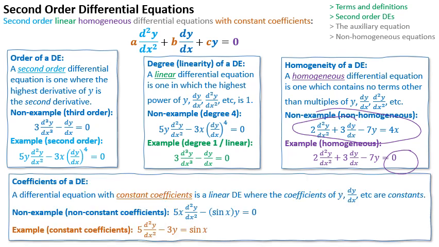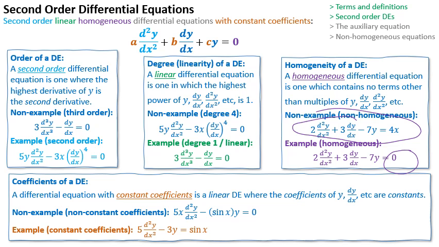The last bit, the constant coefficients, is probably the simplest one to get your head around. When we look at the functions in front of y, or dy by dx, or d2y by dx squared, we're looking for constants. So we can have 5 lots of d2y by dx squared, we can have 0 lots of dy by dx, we can have -3 lots of y, and as long as that's all we've got, constants in front of those, we're looking at a constant coefficients differential equation.